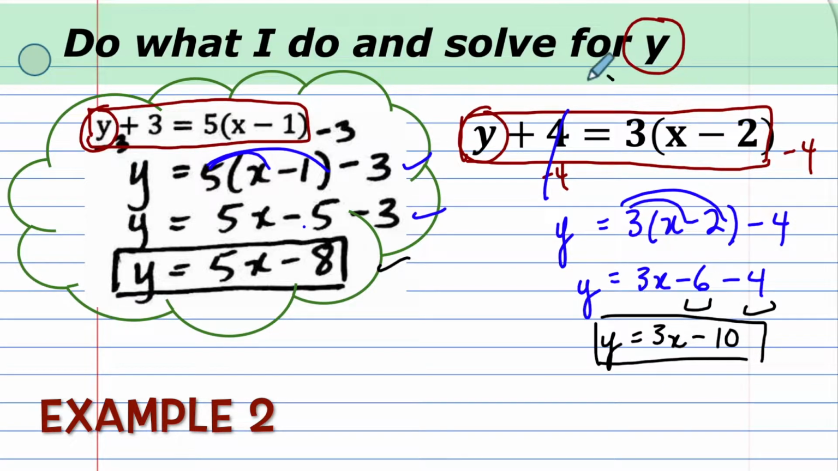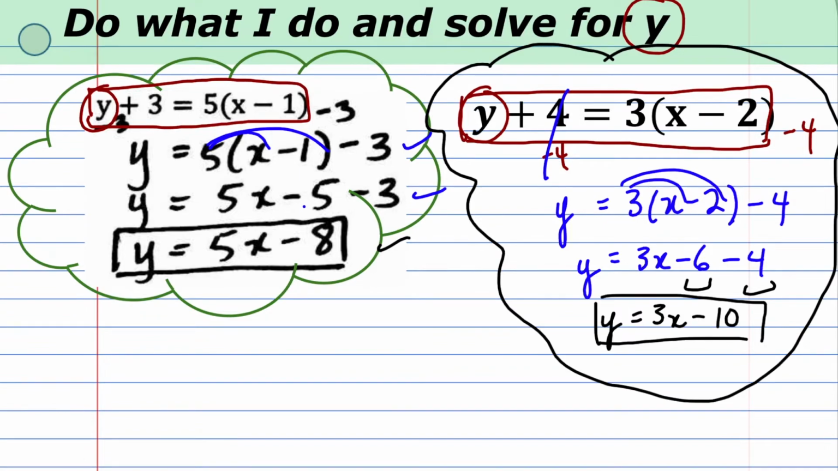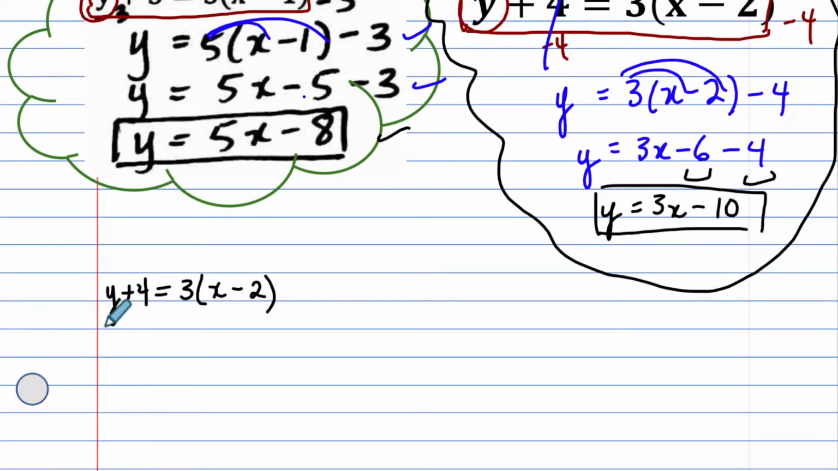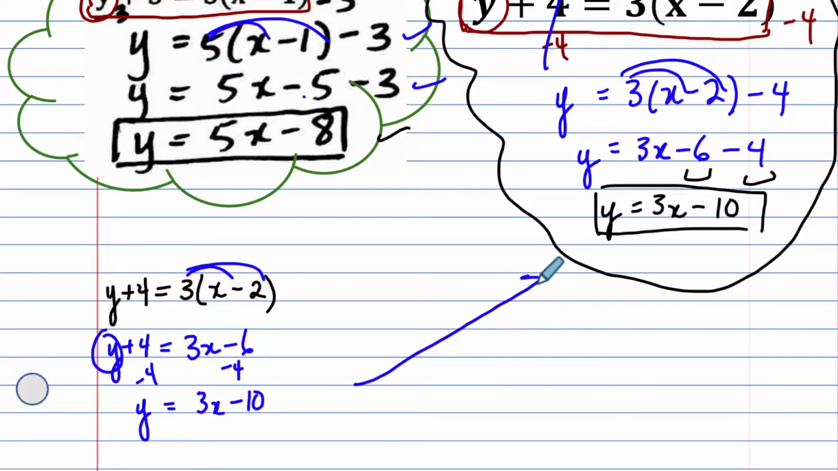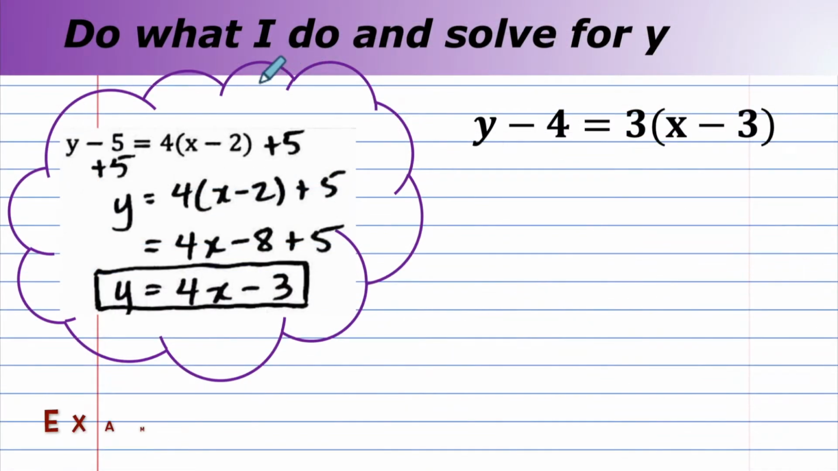Now let's look at this question and see if you can come up with a different method. Now in order to get y by itself, you could subtract 4 both sides. That's fine. We did that. But what if you went and did this first? Totally allowed. 3x minus 6. And now subtract 4 both sides. Y is equal to 3x minus 10, which gives the same result.